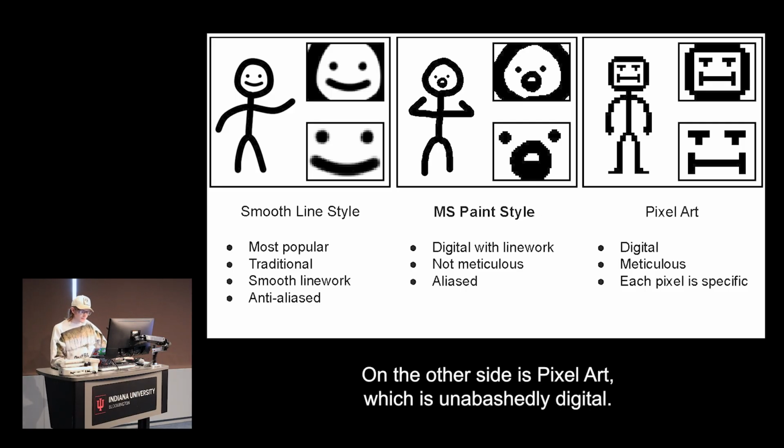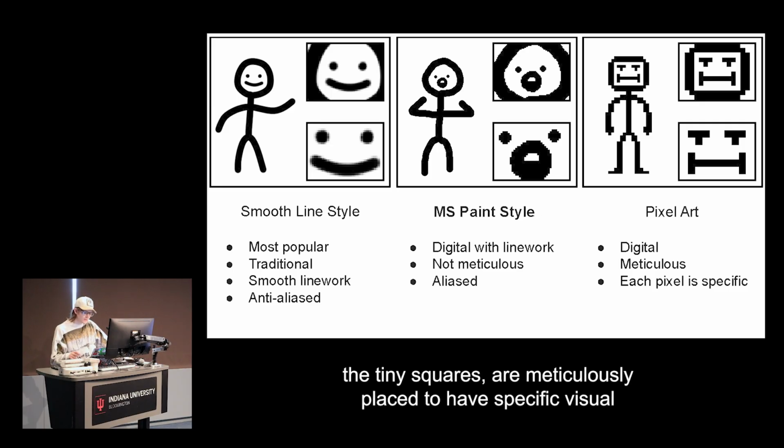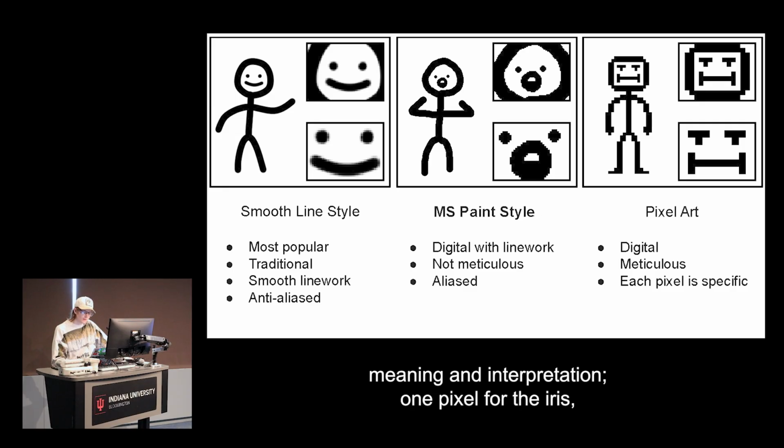On the other side is pixel art, which is unabashedly digital. Each single pixel, the tiny squares, are meticulously placed to have specific visual meaning and interpretation. One pixel for the iris, a couple pixels for the mouth folds, and it's readable.